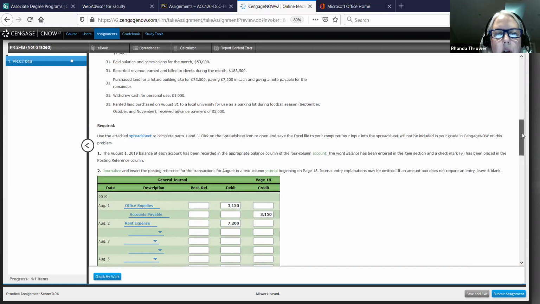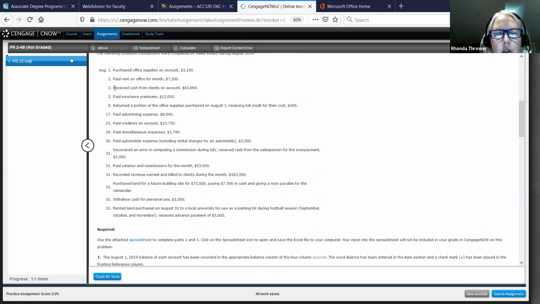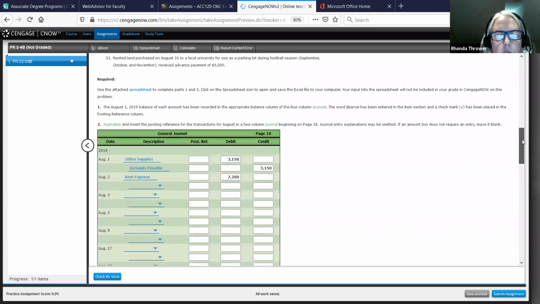Also, in this transaction, they told you that you paid the rent. So your cash account is decreasing. You have to know that cash is an asset. To decrease an asset, you put it on the credit side.